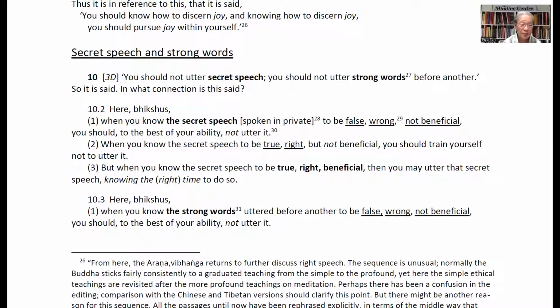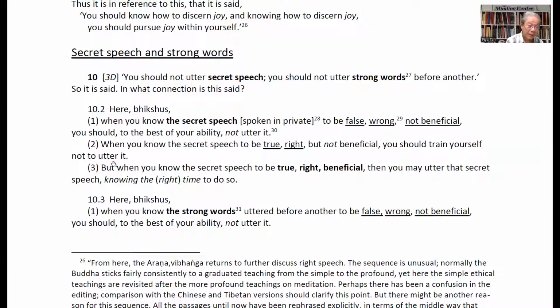Number 2, when you know the secret speech, the private speech, to be true, right, but not beneficial, maybe it's something about someone, you should train yourself not to utter it. It's not beneficial, although it is true and right, you don't have to say it. For example, A says something bad about this person and is right about this person. Maybe this person doesn't talk properly, or too tall, too short, too fat, too thin, or doesn't look handsome, whatever. We don't have to tell these things. Not helpful, right? That's the meaning here.